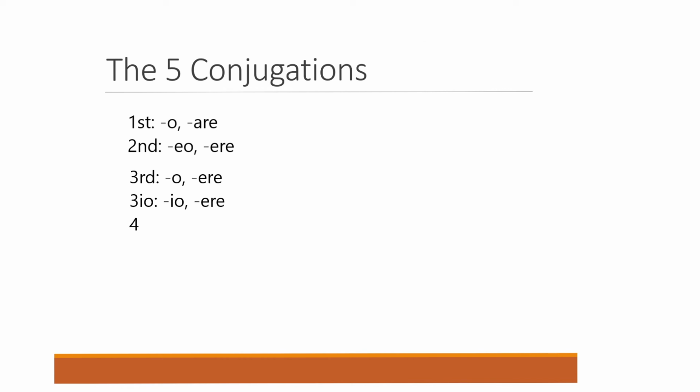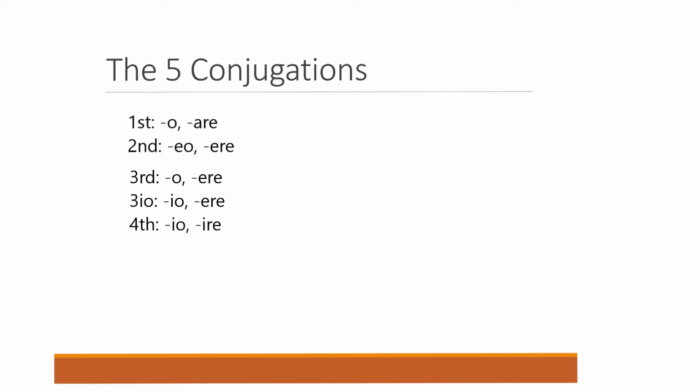The last conjugation is the fourth, and that follows a pattern like so: IO here, IRE. For a word like dormio, dormire, to sleep.